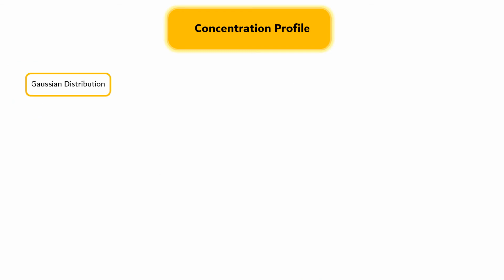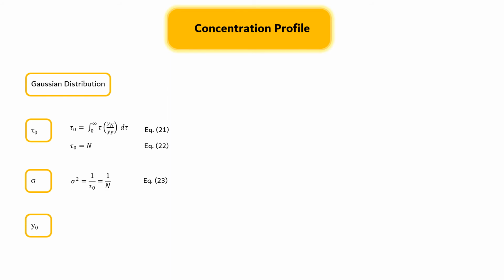In a Gaussian distribution, the concentration Y is given as a function of three variables, tau null, sigma, and Y null. The first parameter, tau null, the mean dimensionless time in which the solute leaves the column, can be calculated by using equation 21 and equation 22. The second parameter, sigma, can be obtained from equation 23. The third parameter, Y null, depends on a mass balance over the whole chromatographic column, and the point derivation can be calculated using equation number 24.